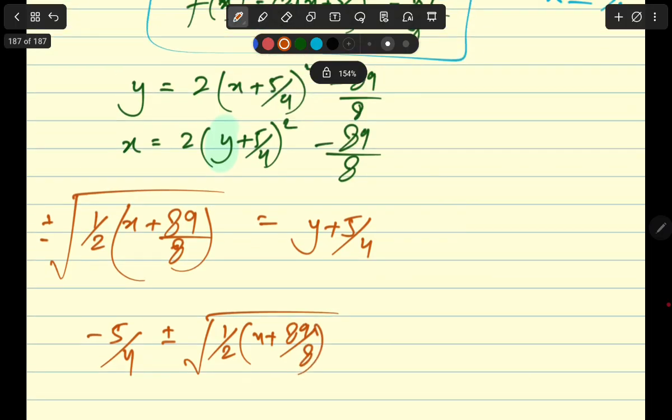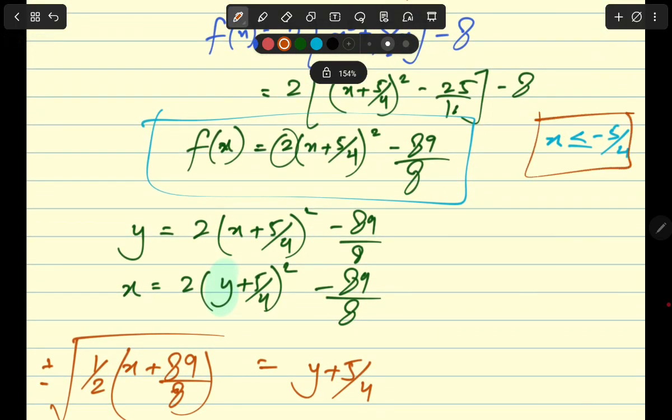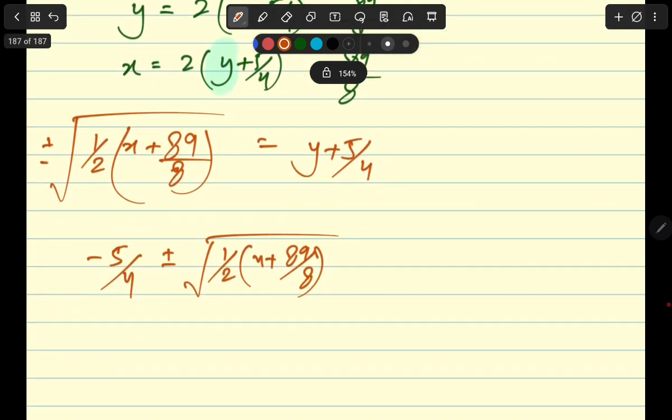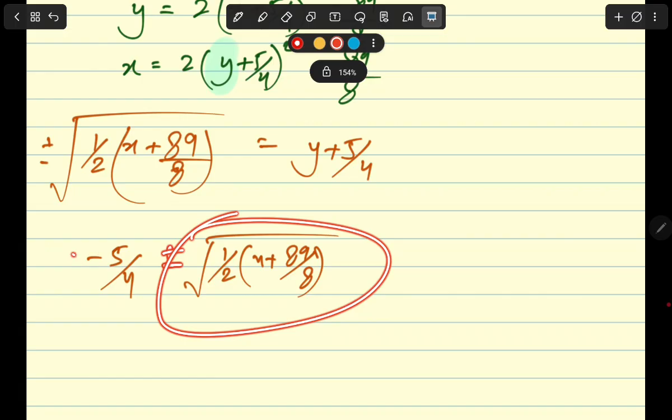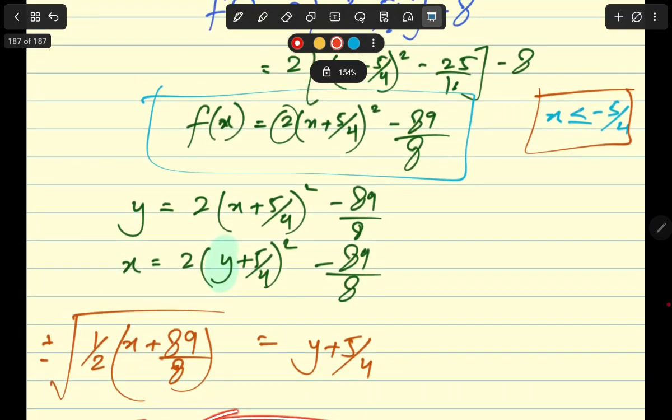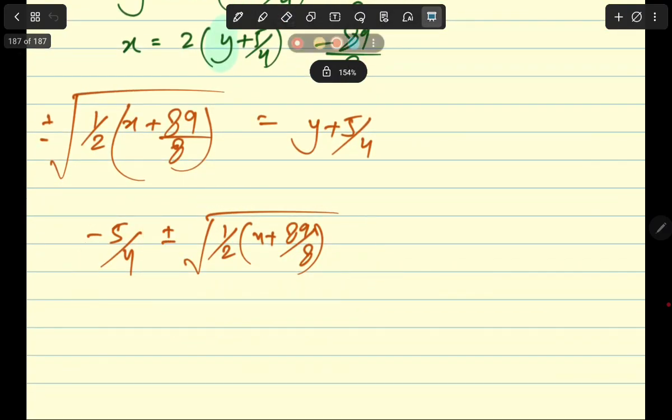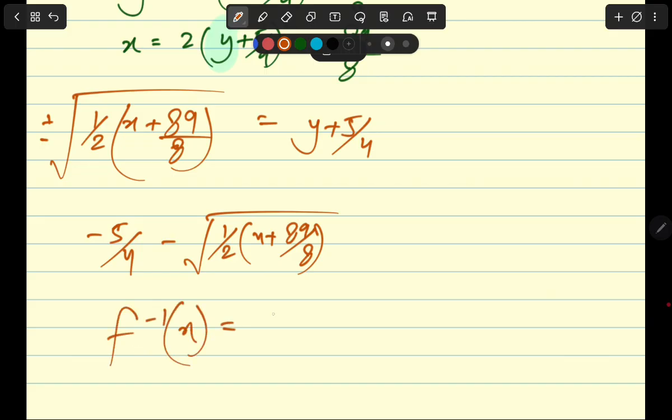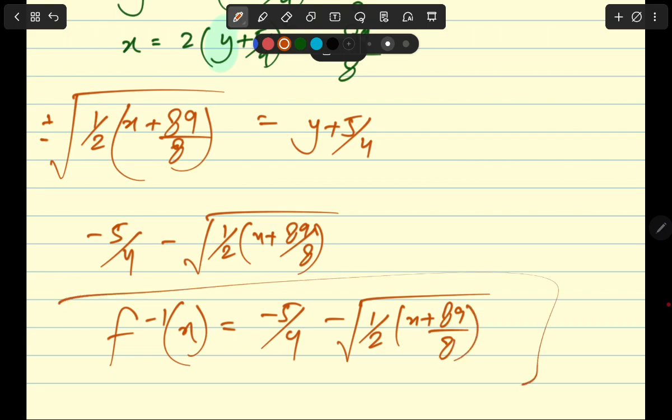Now we know that the domain of the function was this, so the range has to be also less than or equal to minus 5 upon 4, which is only possible if we consider the negative only, because if we consider a positive, then this is also going to be a positive quantity. If it gets added to negative 5 upon 4, then our range is not going to be less than minus 5 upon 4. Therefore here we are going to remove this, and we are going to say that our inverse function is going to be negative 5 upon 4 minus the square root of half x plus 89 upon 8, and this is going to be your answer.